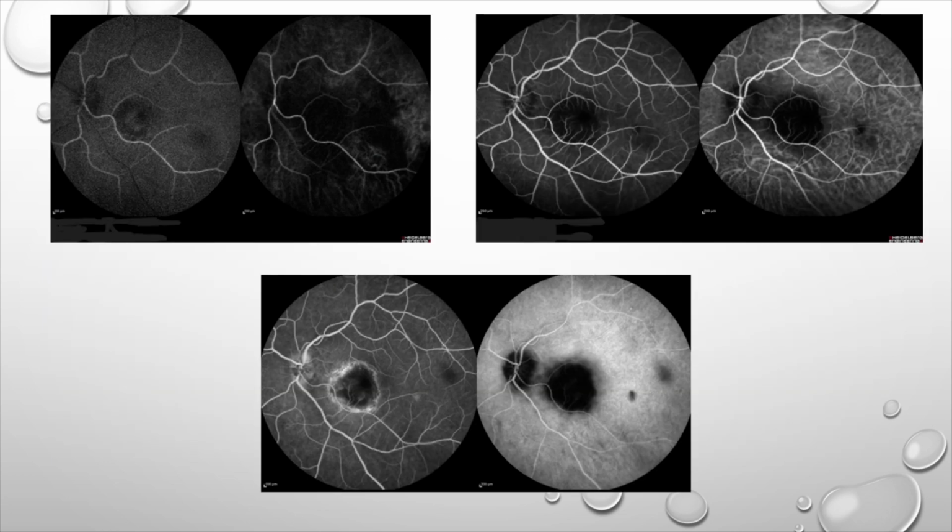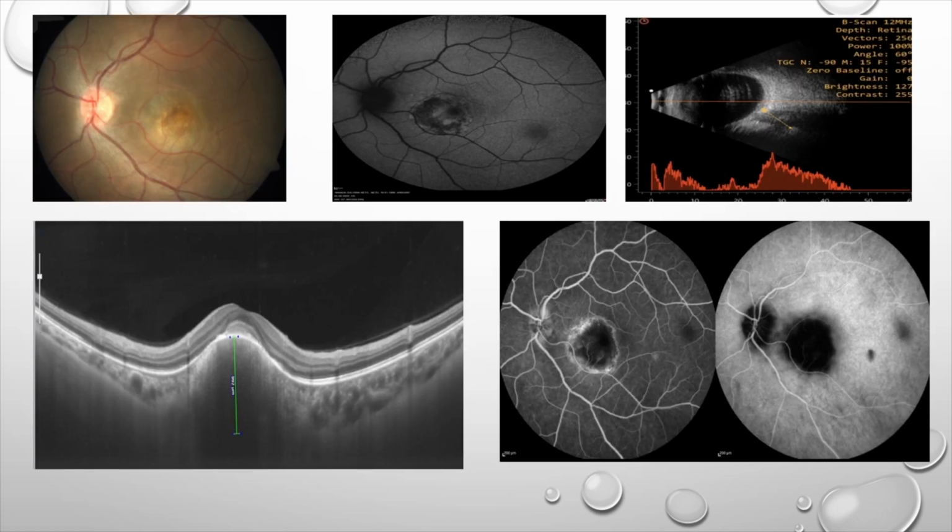So this is the fundus FFA picture with the ICG picture. FFA in the early, mid and late phase shows hypofluorescence with block, with the late phase showing perilesional staining, and the corresponding ICG picture of the left eye shows hypocyanescence throughout the procedure. So this is the multimodal imaging picture.